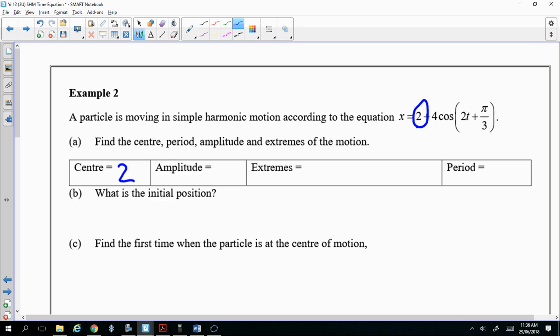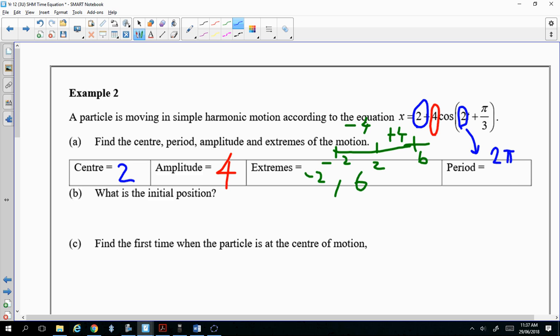Now, how do we get the extremes? Remember, start with the center at 2. Your extreme will be +4 to get to the upper extreme, -4 to get to the lower extreme. So your extremes are -2 and 6. Get the idea? So use the amplitude to get the upper and lower extremes. And then next we're going to get the period. The period can be found by using this number here: 2 pi divided by 2. So the period of the motion is pi.